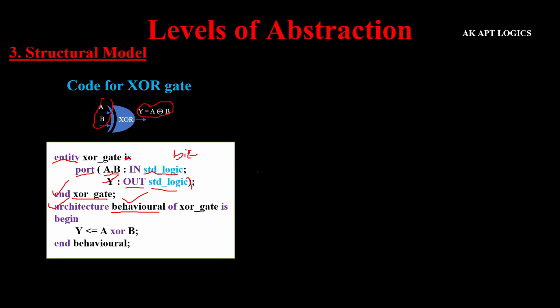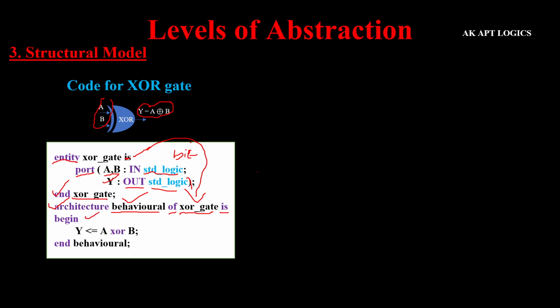It's not predefined, it's user defined. Of is a keyword, and XOR gate is the entity name. This entity name we need to specify. Why? Because we are going to write the code architecture for the entity, right? The architecture is always followed by the entity. So after that we are going to mention is and begin.